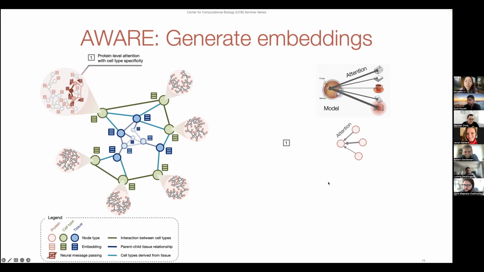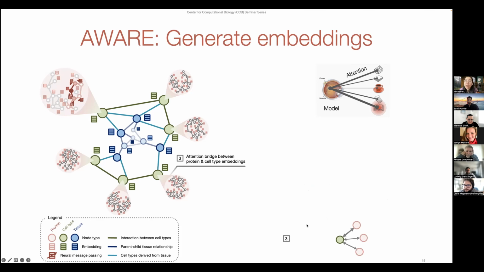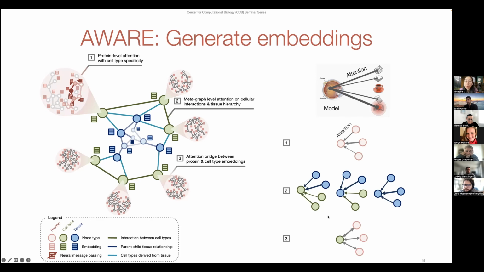So we have protein level attention. For each protein node, which of its protein neighbors are important for that protein. Similarly, we have metagraph level attention for each cell type node, which tissue and cell type neighbors are important. And we have an attention bridge where we propagate information between cell types and proteins representations. And so altogether, we have multiple levels of learning embeddings in order to capture the multiple scales of data that we have in a unified embedding space.